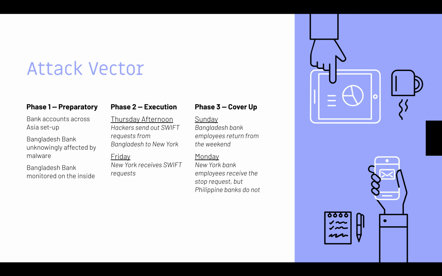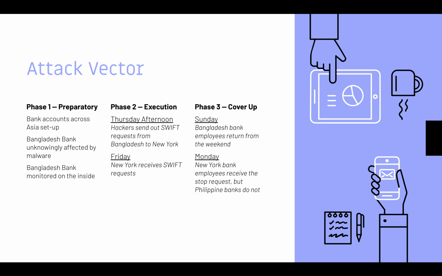However, because the New York automated system flagged 30 of these requests, they were just sitting there for manual review. So on Monday, when the New York bank employees returned from their weekend, they received the stop requests and canceled the 30 transactions sent for manual review.